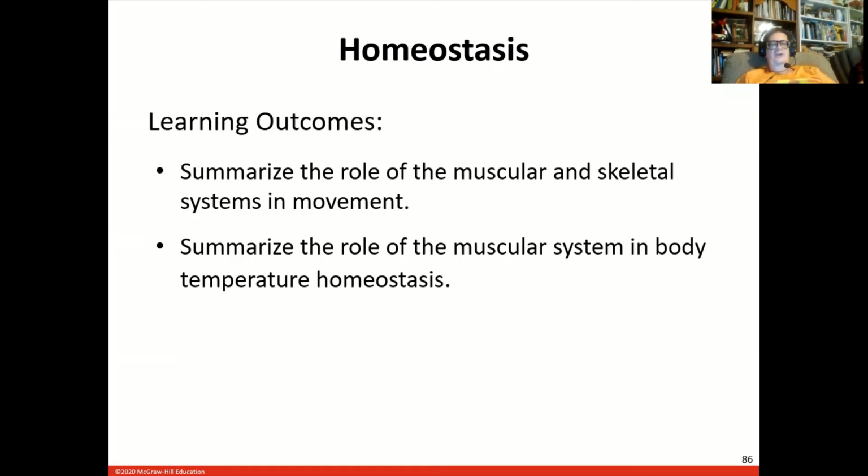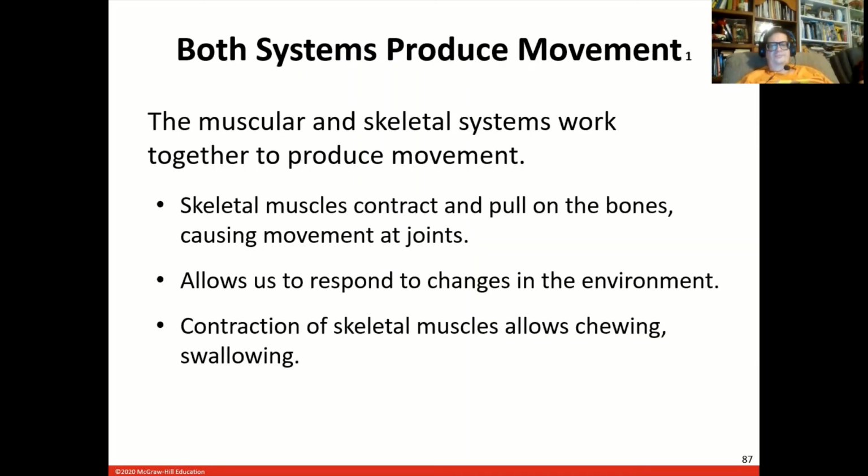And let's move on. Homeostasis is maintaining the inside of your body under constant internal conditions. And the role of the muscles in the body is mostly for temperature. All right, so muscles and skeleton work together to allow you to move the joints, to move the whole organism.